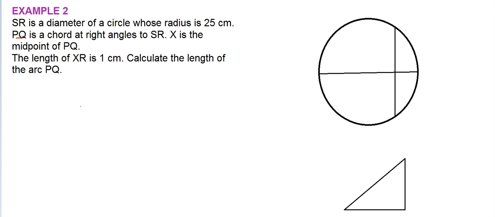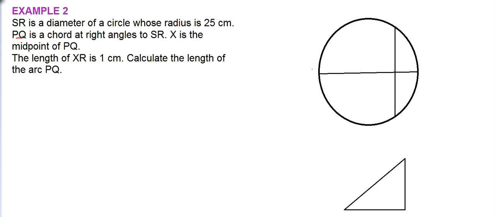Welcome to example 2 of problems involving trigonometry in 2 dimensions. This example 2 says SR is a diameter of a circle whose radius is 25 centimeter. Alright, let's try and label that on this circle here.